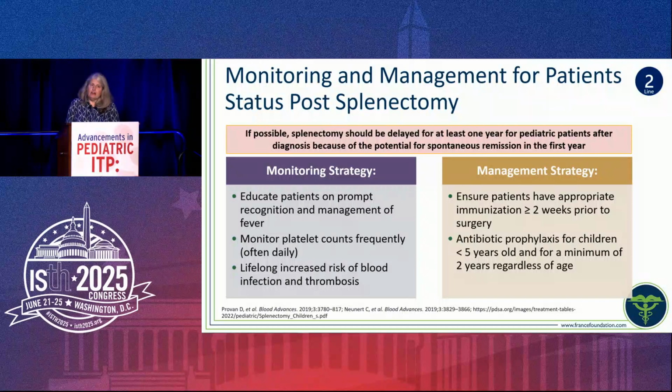And so really our management and monitoring is to educate the patient. We will monitor platelet counts frequently, and we have to make them aware of these lifelong risks and ensure that they have their appropriate immunizations and antibiotic therapies when needed.